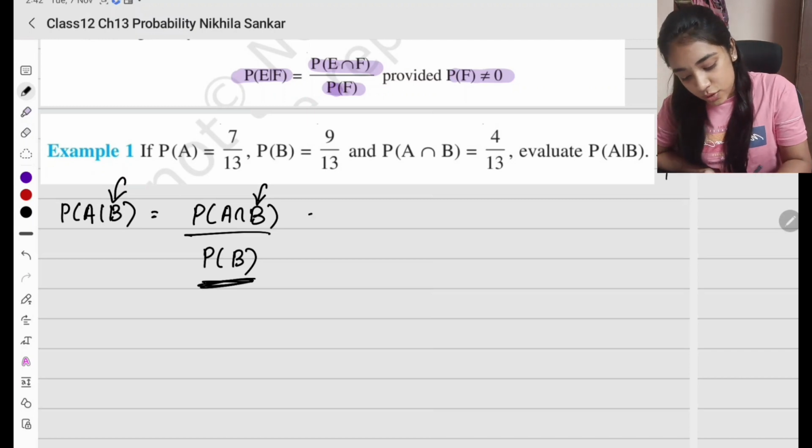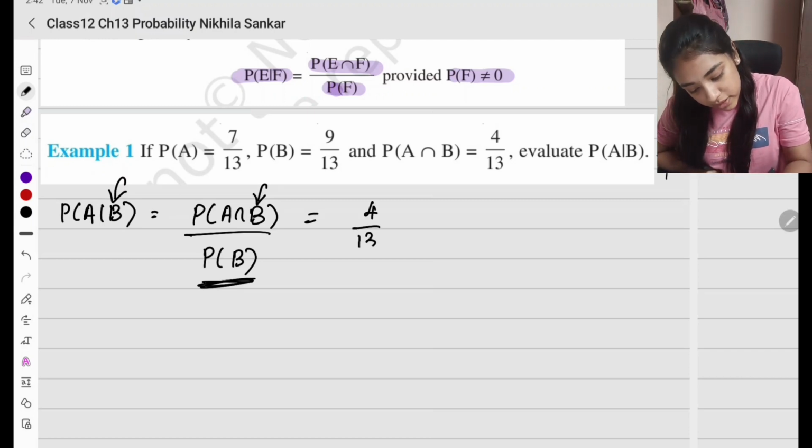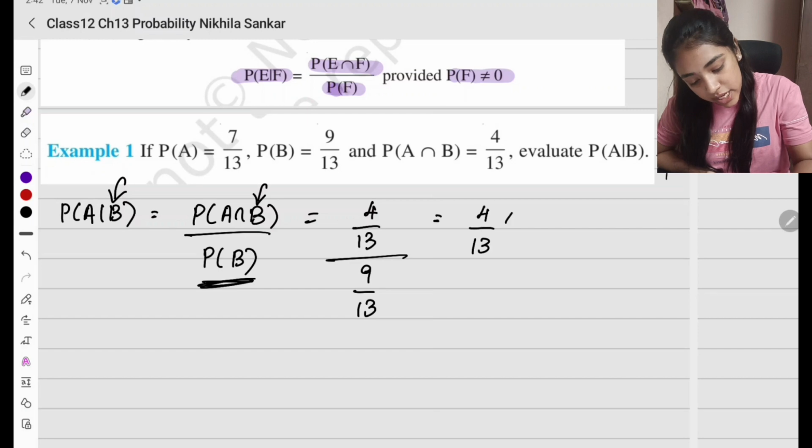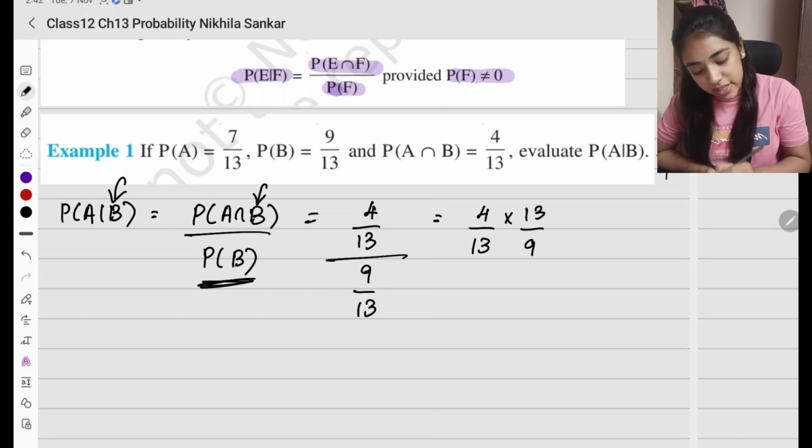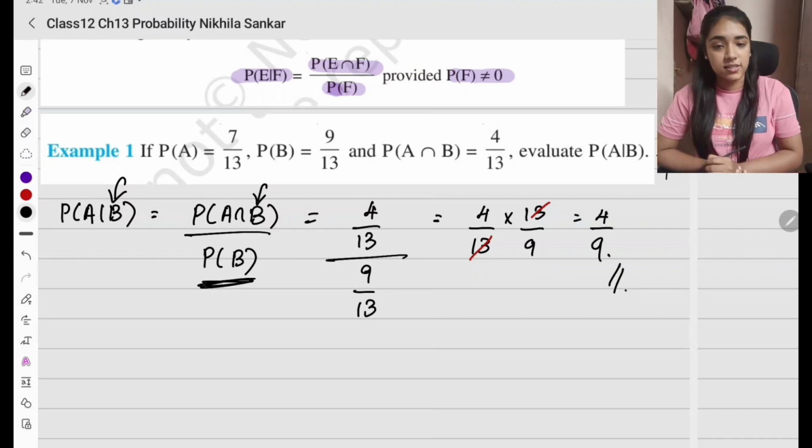Okay? So this is going to be, what is probability of A intersection B? It is given to be 4/13, the whole divided by probability of B என்ன? 9 divided by 13. So இதை எப்படி solve பண்ணலாம்? 4/13 into 13 divided by 9, reciprocal எடுக்கலாமா? So this is going to be, I can cancel these two. So I'll be left with 4 divided by 9. So this is my answer.